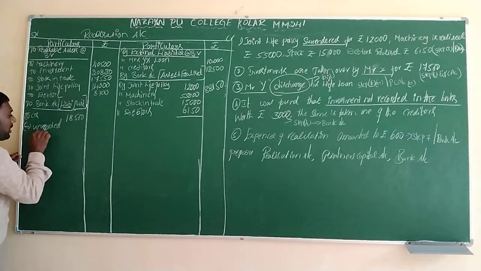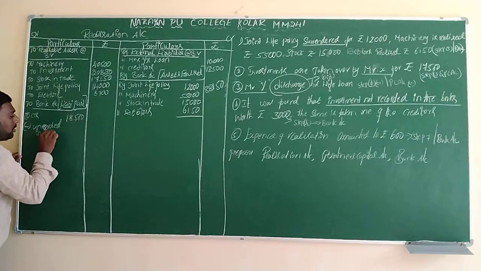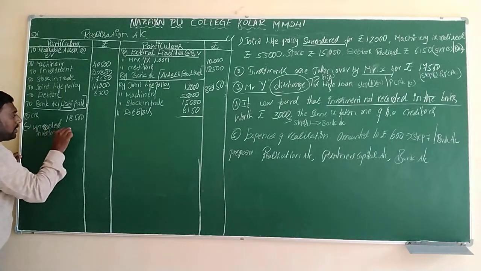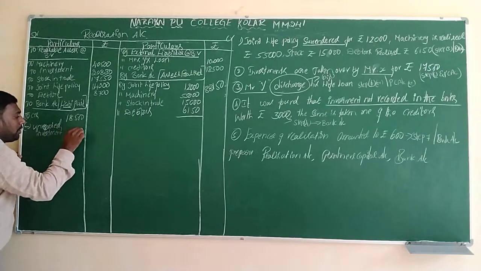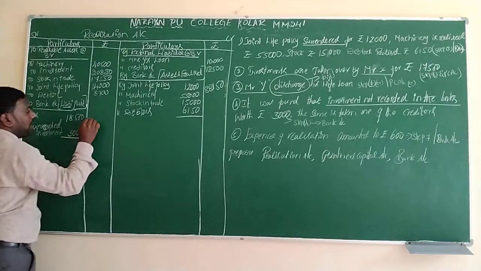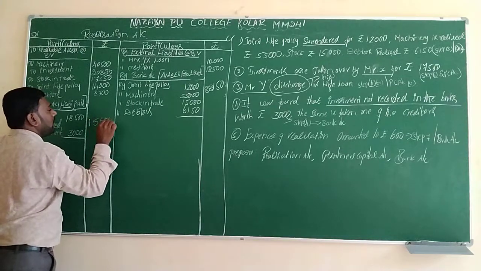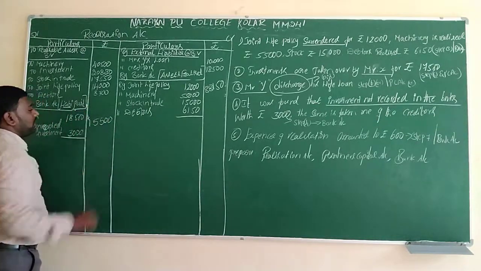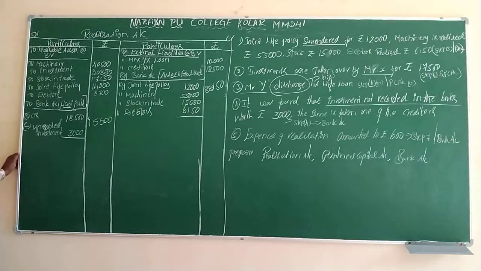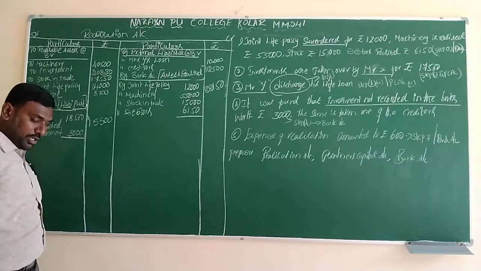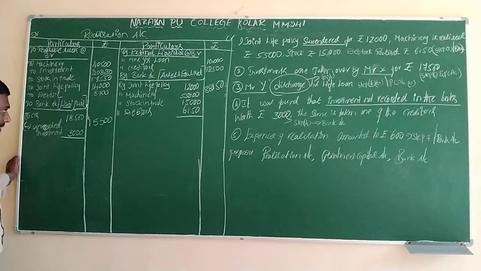Unrecorded investment 3,000. Therefore, we have to get 15,500. 15,500 rupees we have to pay later, not present. Later we have to pay this. This is step number 4.